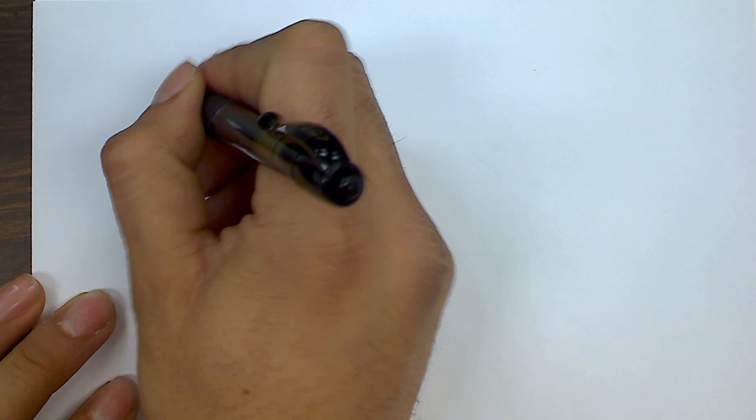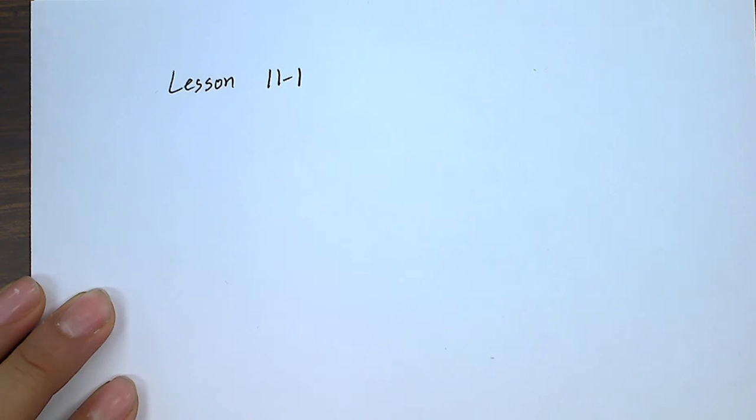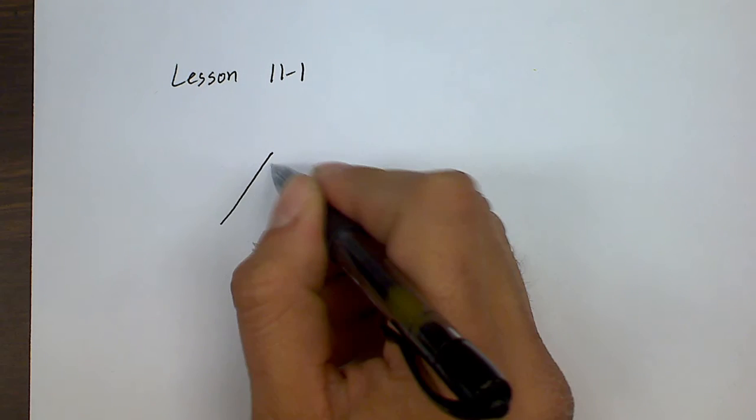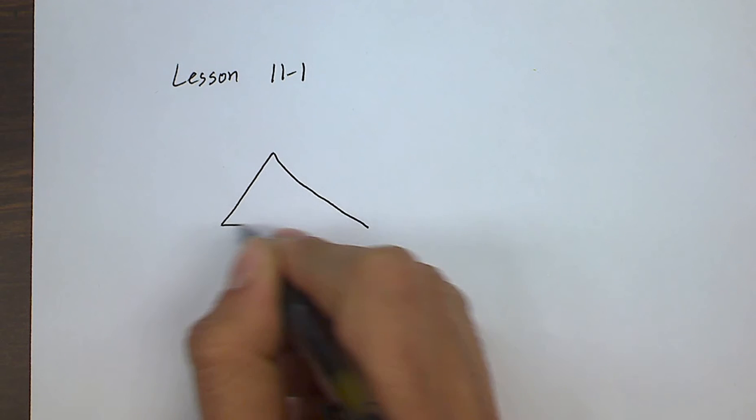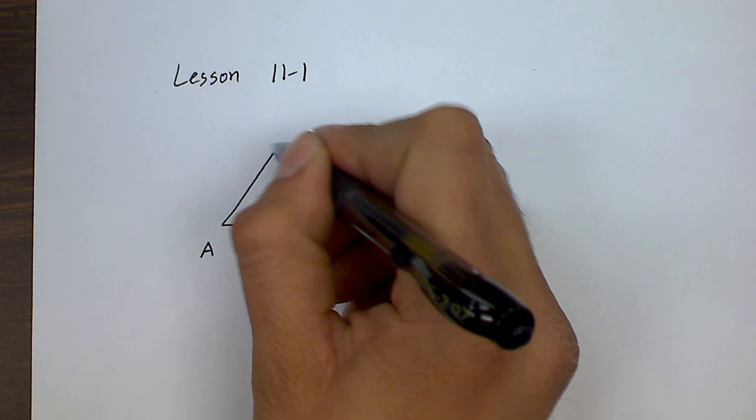Okay, so this one is on lesson 11-1. This is following from the transformations, especially the non-rigid ones. So basically what this is telling you on 11-1 is, let's say you have this triangle, and we're going to name it A, B, C.